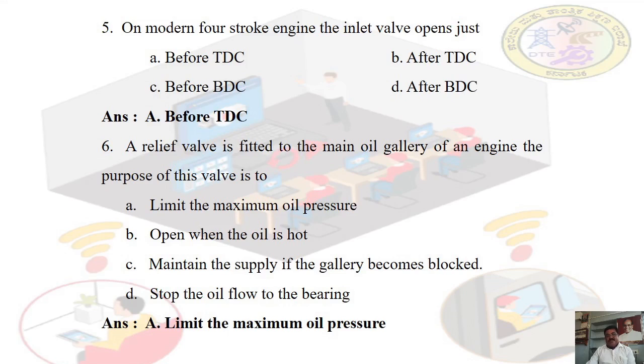So in this question, a pressure relief valve performs the function of maintaining the predetermined value of the oil pressure, so that it will regulate the pressure to the main oil gallery. So that's why the answer is limit the maximum oil pressure.